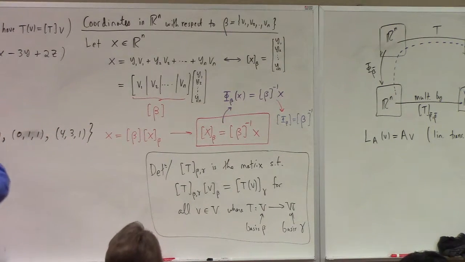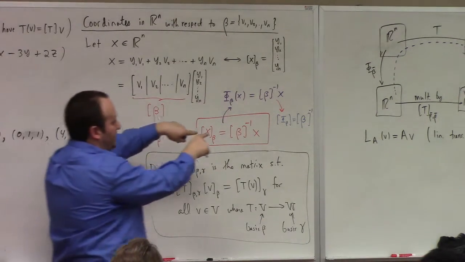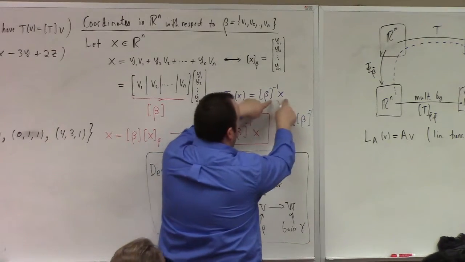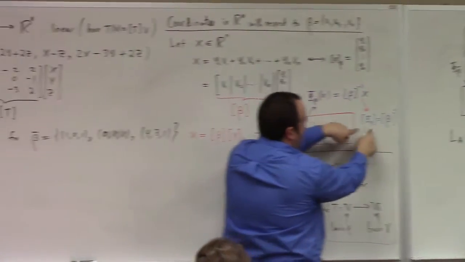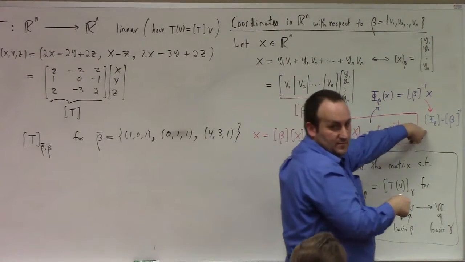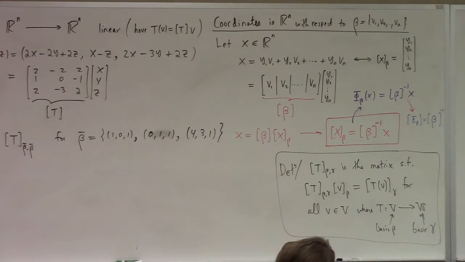Just like over here, T of vector is this matrix times vector. That makes this matrix the standard matrix of T. I'm merely saying the same thing for the coordinate mapping over here. Phi beta acting on x is this matrix times x. That makes this matrix the standard matrix of the coordinate mapping. So I just put that over here, and that gives me beta bar inverse T, and then beta bar itself, because there's a theorem that says that the matrix of the inverse transformation is the inverse of the transformation's matrix.